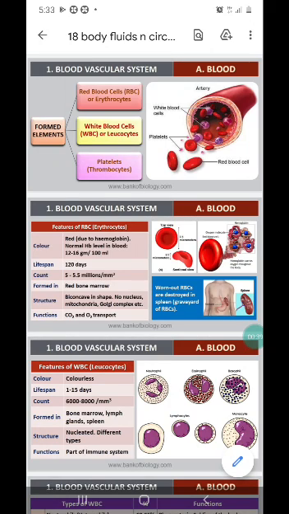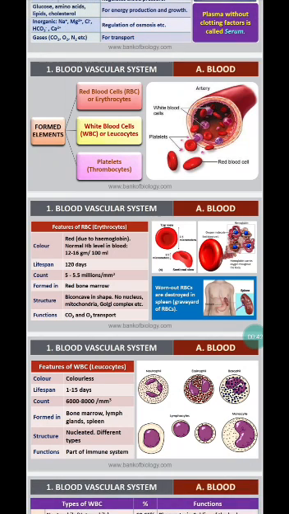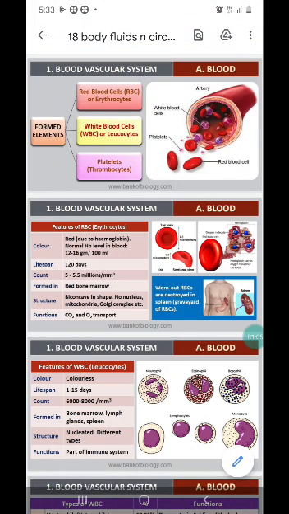Now, coming to RBC, the erythrocytes. RBC is red in color because of the presence of hemoglobin, and the normal level of hemoglobin in an average adult is around 12 to 16 grams per 100 ml. The lifespan of the RBC is around 120 days because it has no nucleus. Its lifespan is only 120 days.